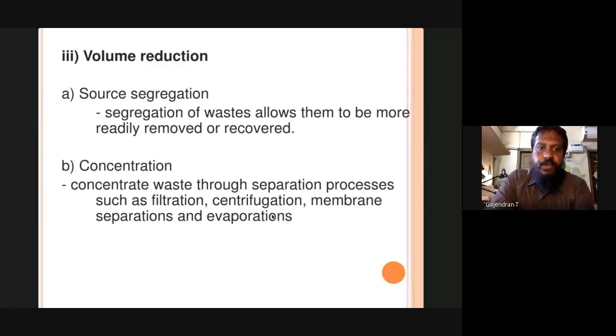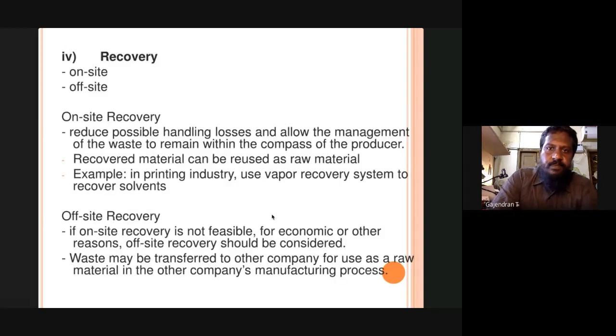From the last topic, segregation of waste allows it to be more readily removed and recovered. Concentrate waste through separation processes such as filtration, centrifugation, membrane separation, and evaporation. This is for liquid waste. So what is on-site and off-site recovery? On-site recovery is a process applied when the material is manufactured, when it is taken into consideration as a raw material. Off-site recovery is a process applied when the material is consumed or used.